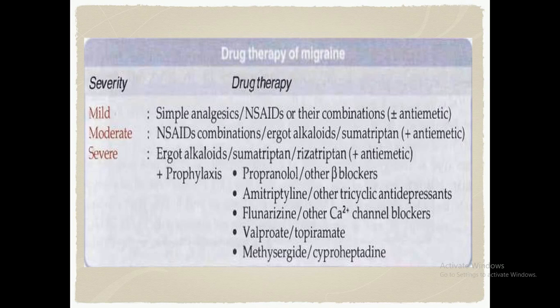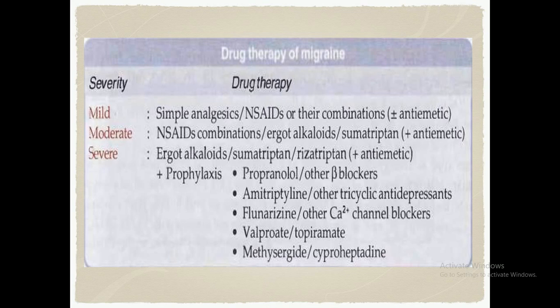In moderate cases, non-steroidal anti-inflammatory drugs are used in combination with ergot alkaloids like sumatriptan, plus an antiemetic if vomiting occurs. In severe cases, ergot alkaloids, especially sumatriptan and rizatriptan, plus an antiemetic agent, plus prophylaxis, which is treatment before the attack. We use propranolol and other beta blockers, which are also used in the treatment of hypertension. Amitriptyline also comes under the category of antidepressants.